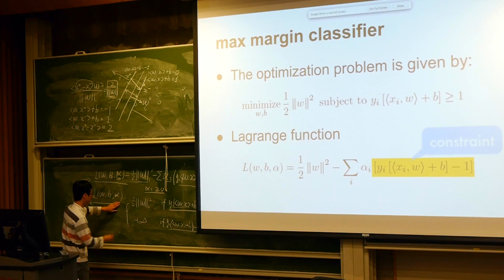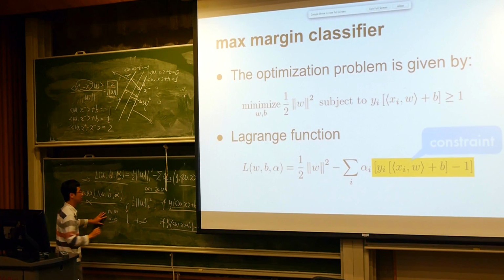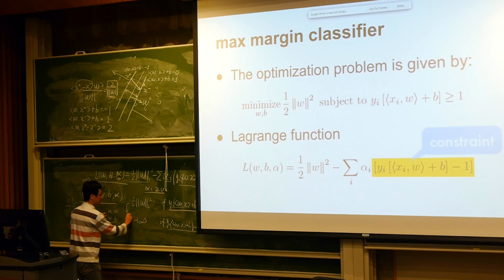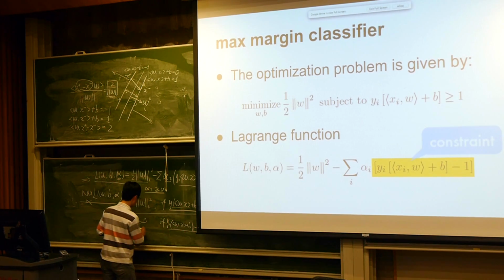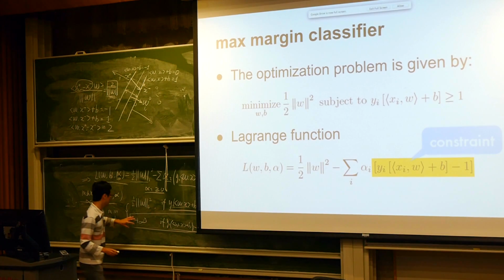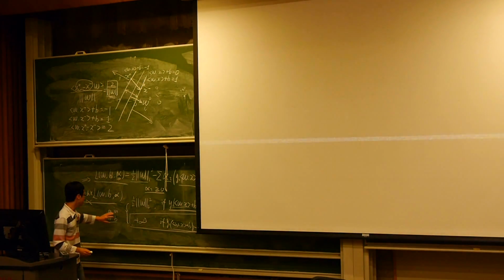So we want to minimize this function over W and B. Of course, this part is actually ignored, right? Because this value is infinity. We want to minimize over the parameters. For any reasonable value of w and b, we get a non-infinite value. So we directly ignore this part. So this becomes the original optimization problem, right?